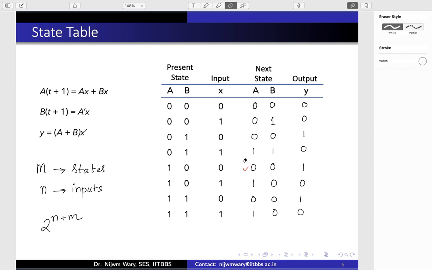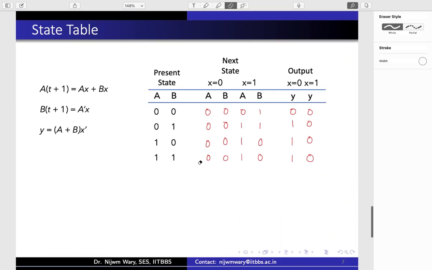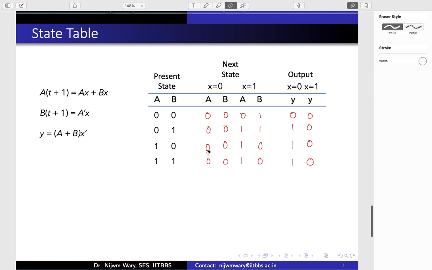So the next thing that we want to discuss, after discussing the state equation and the state table, is the state diagram. So what is this state diagram? Yes, it is okay to represent in a table format, but to understand the operation of a sequential system, it is much easier if you go for a diagram representation. So how do we do that?